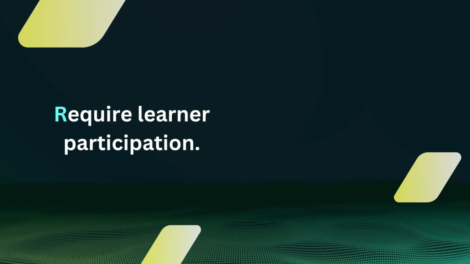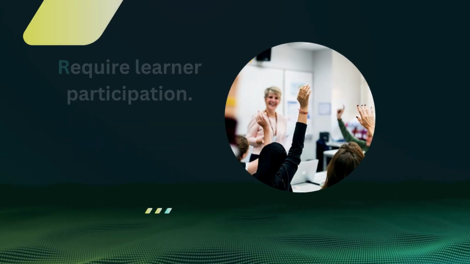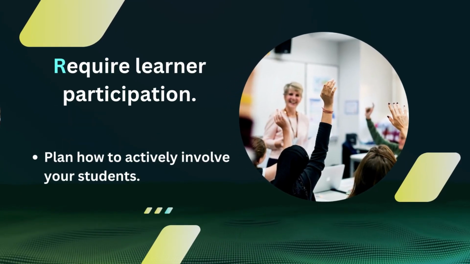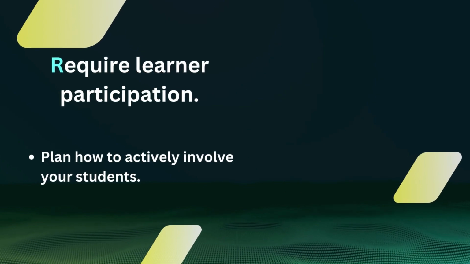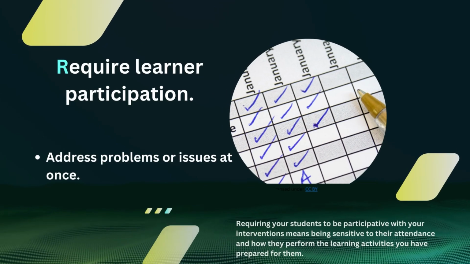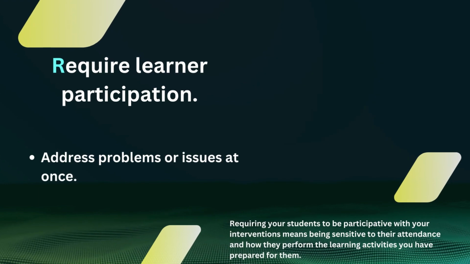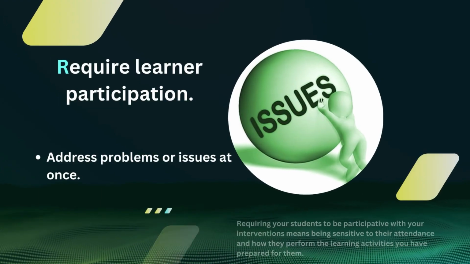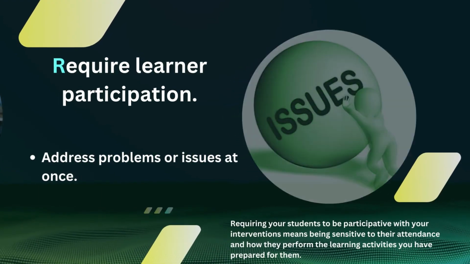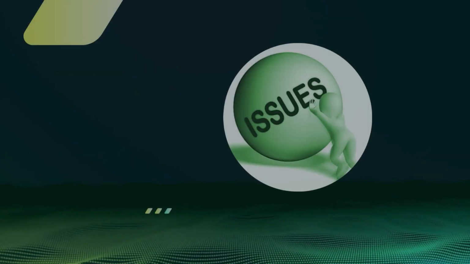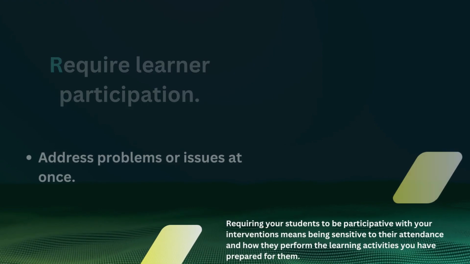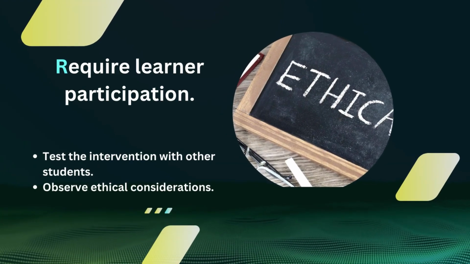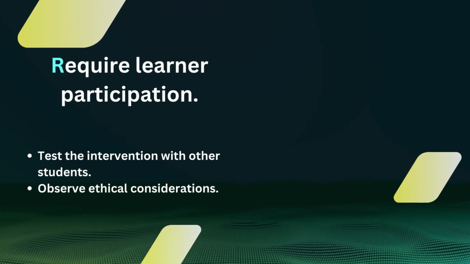Requiring learner participation is the next step in the Assure model. This step belongs in earlier steps because it requires you to plan how you are going to actively involve your students in the material you will use in teaching, at both the class and individual levels. Requiring your students to be participative with your interventions means being sensitive to their attendance and how they perform the learning activities you have prepared for them. You must address problems or issues that may arise.